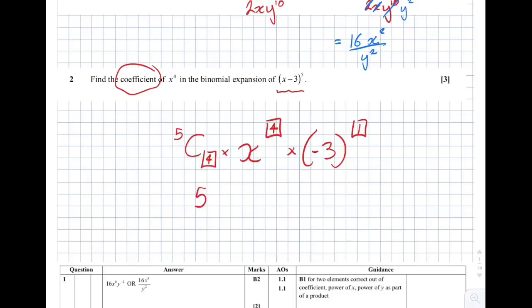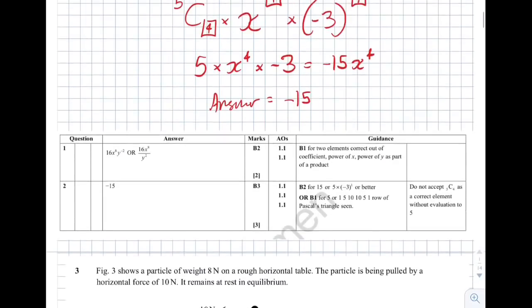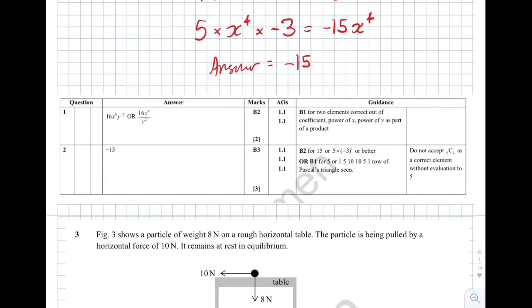So 5c4 is 5, and then we've got times x to the 4 times minus 3 to the 1. So that's minus 15 x to the 4, but you need to make sure your answer will be minus 15. So if we look at the mark scheme for those two questions, you've got two different answers there. This is the one I put, but you could have put it as y to the minus 2. Next one, minus 15, that's 3 marks. You get 2 marks for getting 15, or them seeing something like this, and 1 mark if they see something like 1 row of Pascal's triangle.